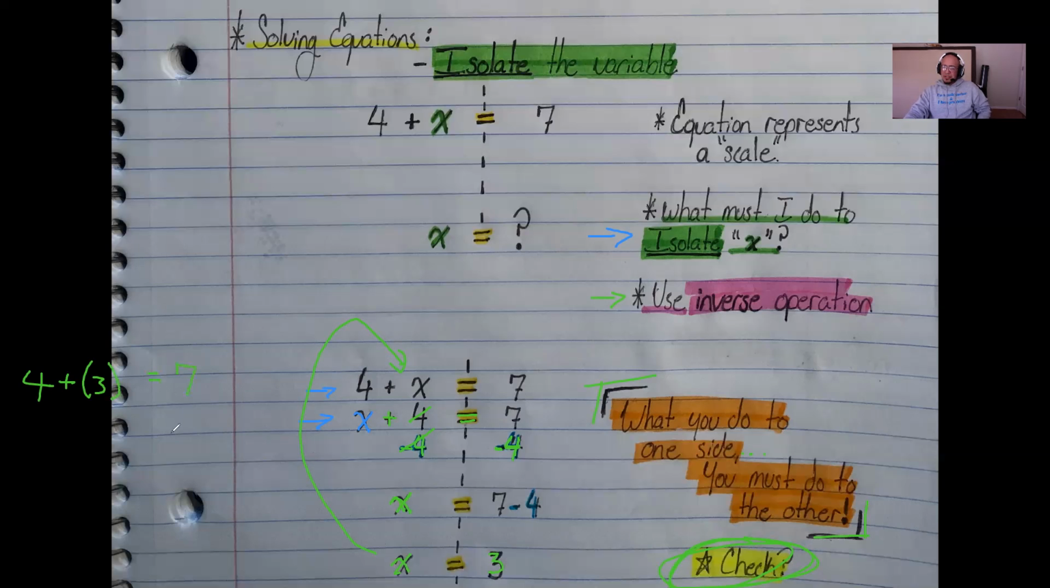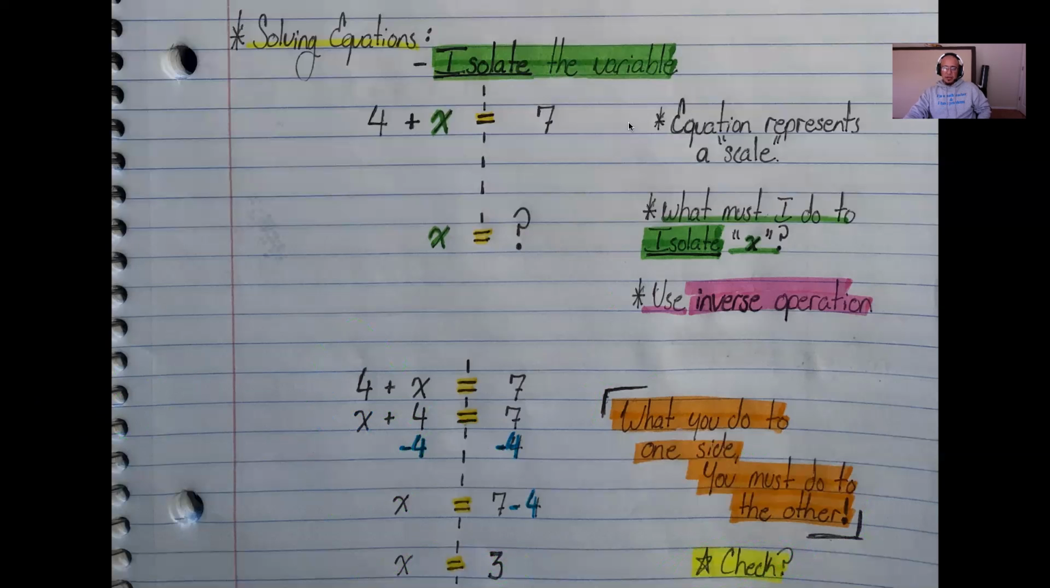Is this a true statement? Yes, because 4 plus 3 is 7, and 7 is the same as 7. It checks out. Ladies and gentlemen, x is equal to 3. That is my answer.